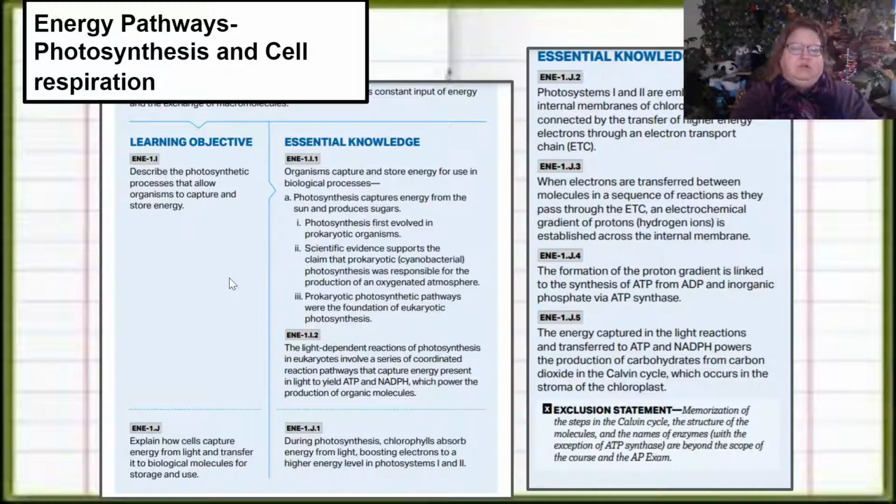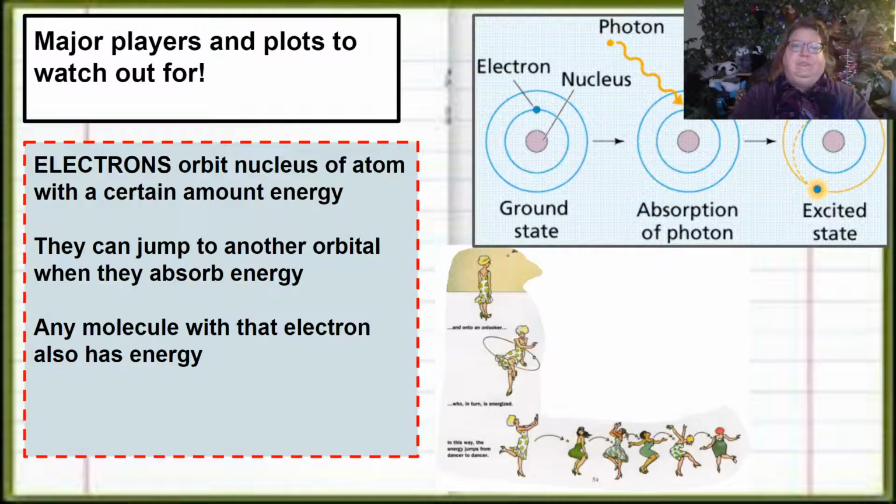So these are our learning objectives that are in the AP course description. We're going to be looking at the photosynthetic processes and the cell respiration processes. But before we do that, we want to set the stage, so to speak. So here are the major players and plots to watch out for.